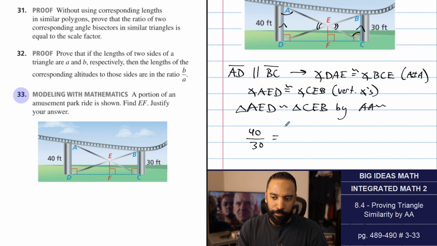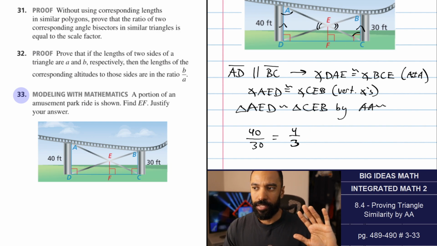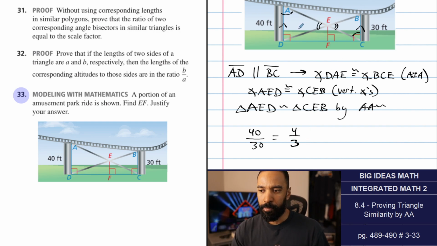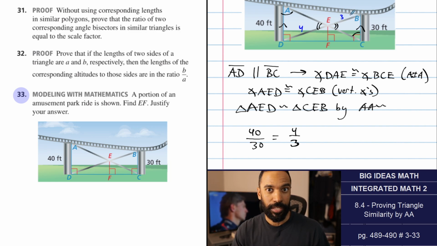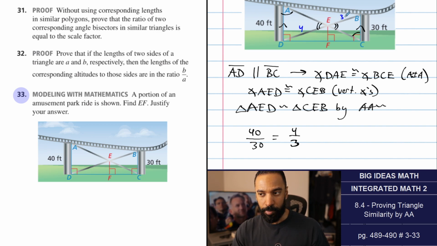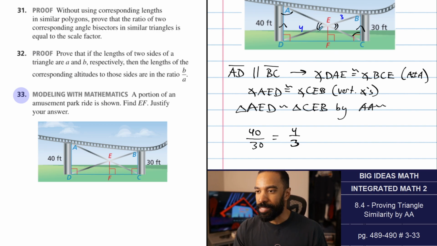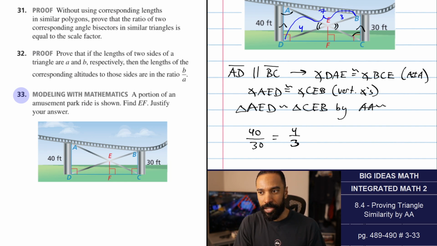Now that I know that 40 over 30 is 4/3, right? That means that, and I don't know what these lengths are here, but if this was 4, then this would be 3 right here, basically, is the way that I want to say it. If this was 4, then this would be 3. It has a 4-to-3 ratio. That means that this has a 4-to-7 ratio right here. Okay?